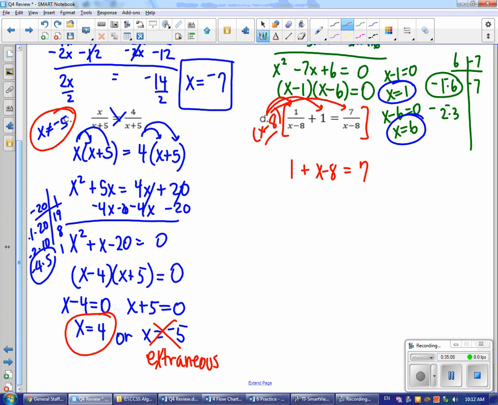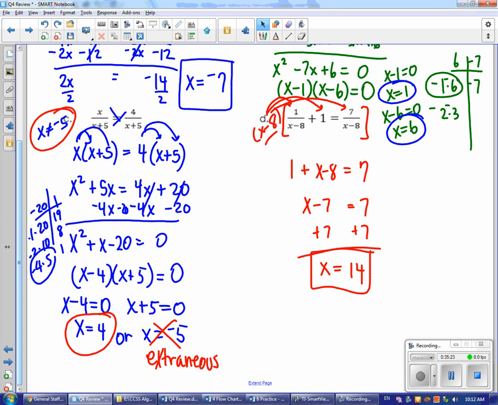I'm going to go ahead and simplify the left-hand side, and I get x minus 7 is equal to 7. And if I add 7 to both sides, I get that x is equal to 14. And then the only other thing I want to double check is to make sure that it's in the domain, which I probably should do at the very beginning. And if I take a look, both of these fractions have a denominator of x minus 8. That means that the only thing that x isn't allowed to be is 8. And in this case, 14 is not 8, so I know that my solution is not extraneous.